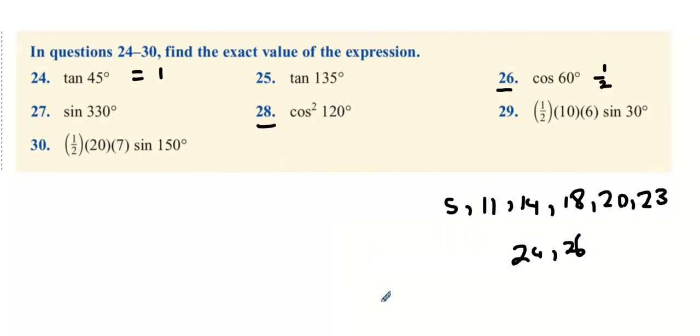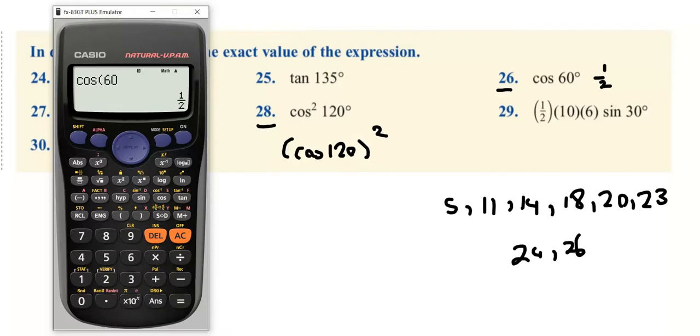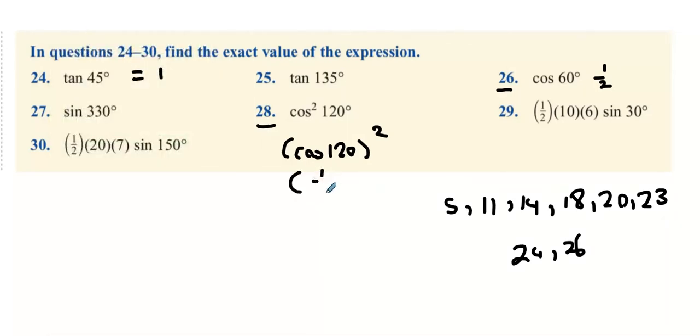Okay, let's go to 28 then. Now 28 is different. 28 has to be written as cos 120 to be squared. So we get cos 120, put it in brackets, and square it, and you get a quarter. Or basically cos 120 is a half, so a half squared is a quarter, whichever way you want to do that one. That's 28.